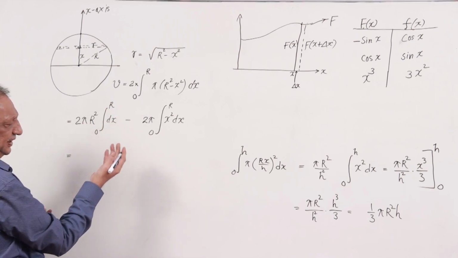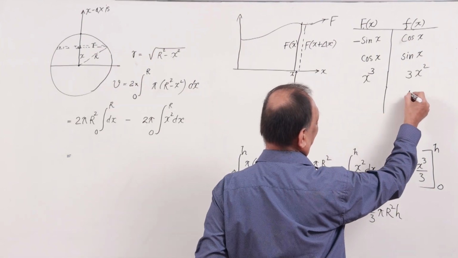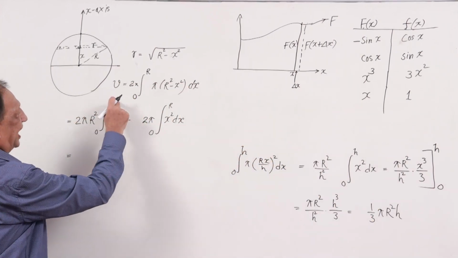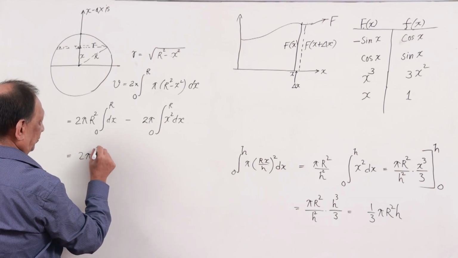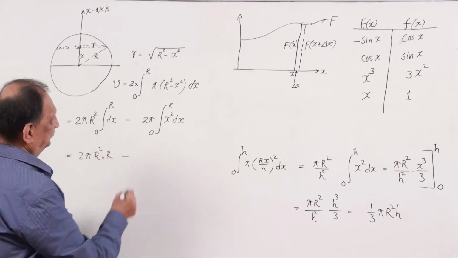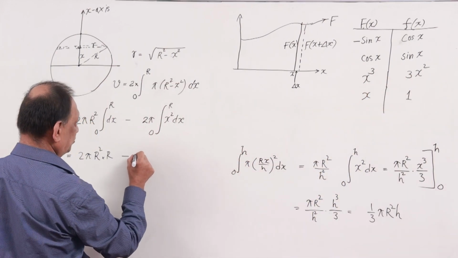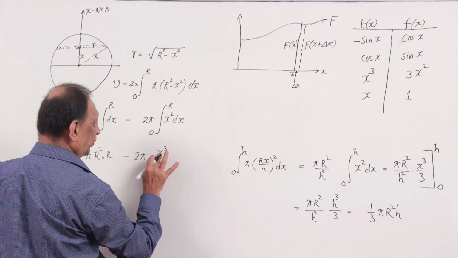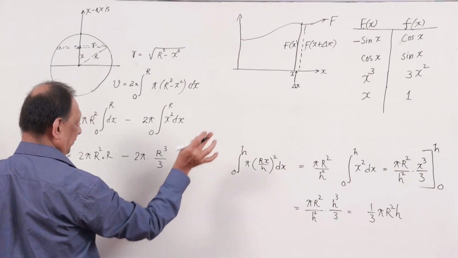The integral from 0 to R of 1 dx. What is the integral of 1 dx? How do you get a derivative of 1? Differentiate x, you get 1. So x is the antiderivative. So the x value at R is R, and the x value at 0 is 0. So this will be 2 pi R squared multiplied by R, minus, x squared we already know is x cubed divided by 3. So minus 2 pi multiplied by x cubed by 3, between 0 and R, so it will be R cubed minus 0. So that is not there.